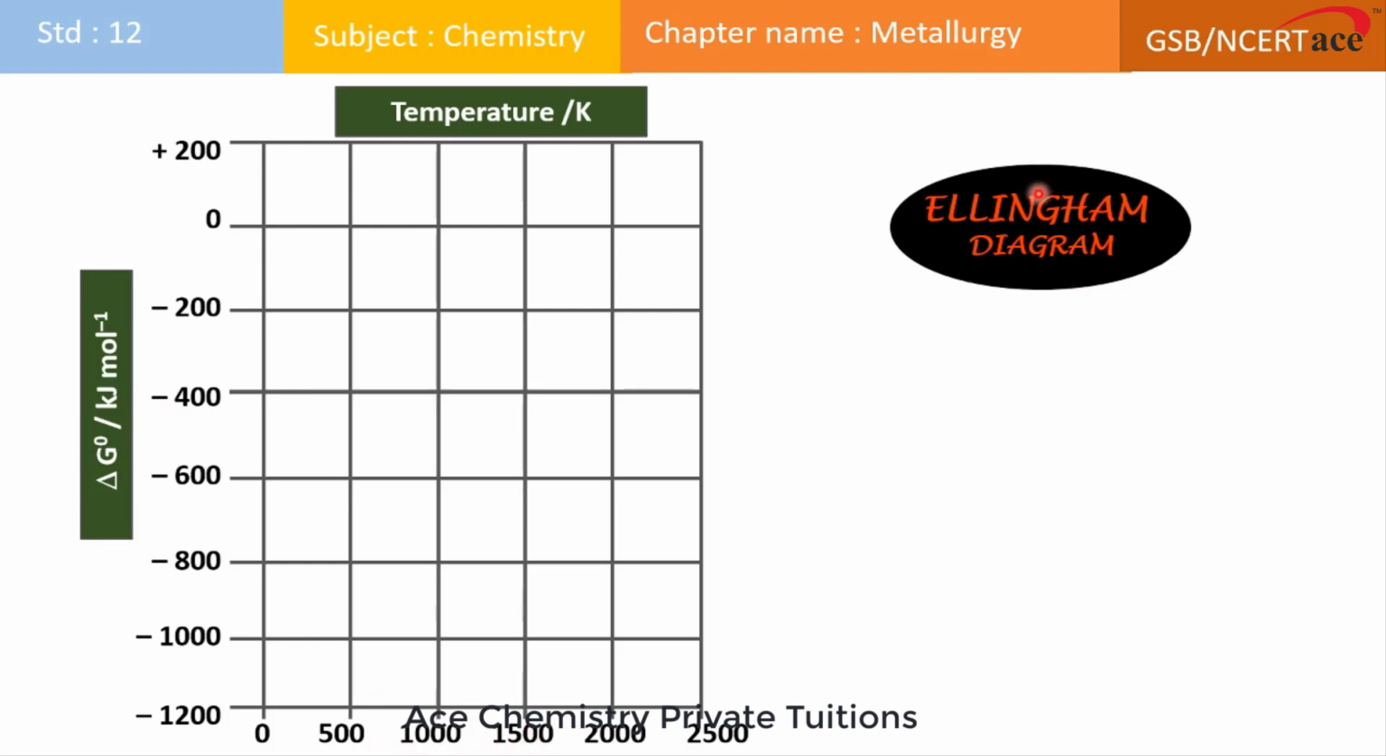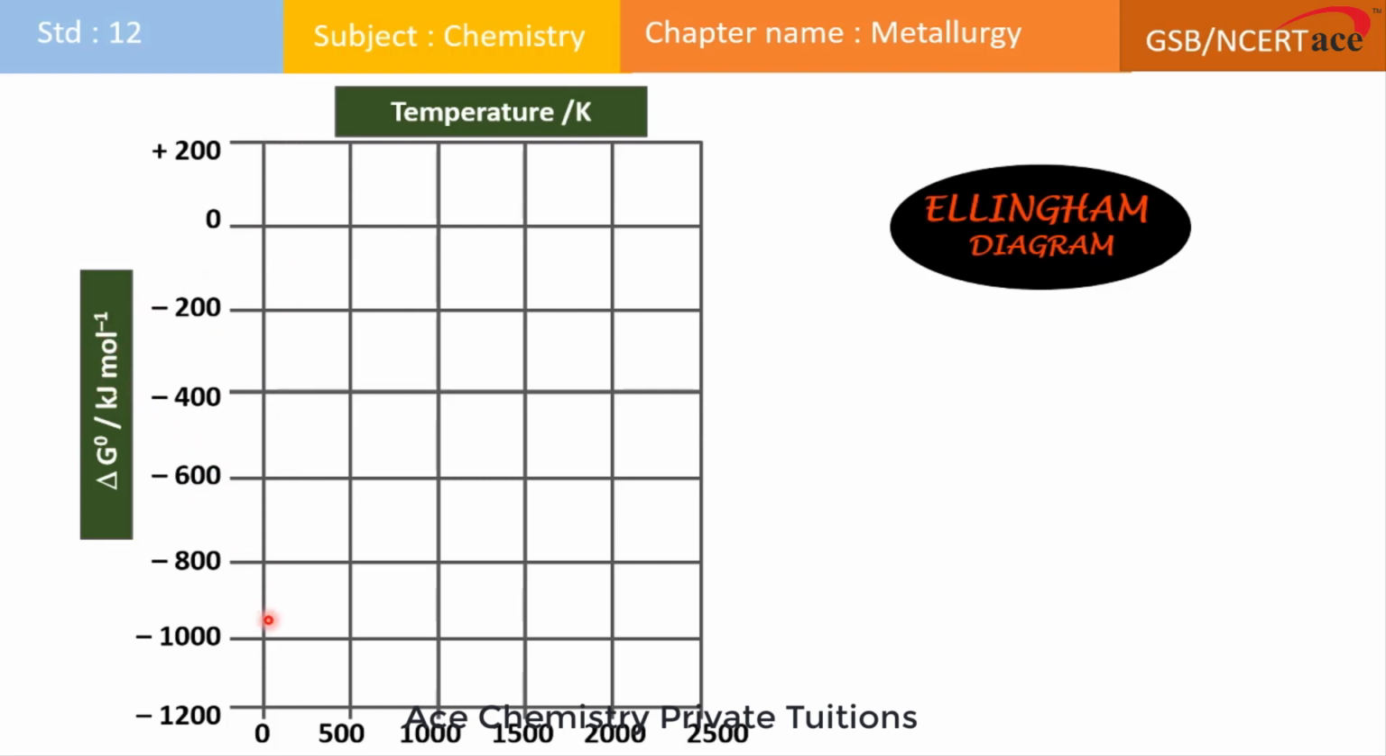Ellingham diagram. On the y-axis, if you will see, students, different values of delta G naught are given. Here delta G naught is called Gibbs free energy, or delta G naught, you can refer to it as what? Standard Gibbs free energy, and the unit of these values is kilojoule per mole.